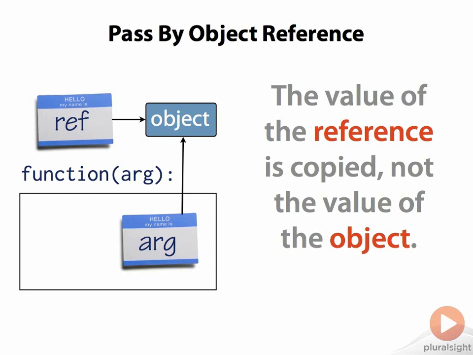Function arguments are transferred by what is called pass-by-object reference. This means that the value of the reference is copied into the function argument, not the value of the referred object. No objects are copied.